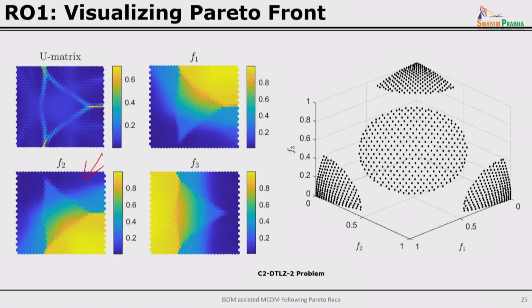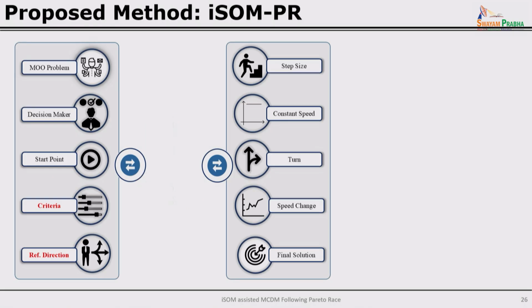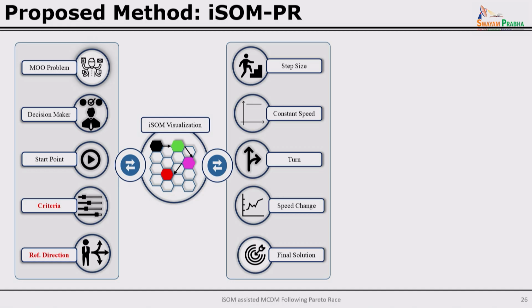So this gives a very good idea. I can see the same thing in the scatter plot for f1, f2, f3. But the good part is that when there is a high number of objective functions, it will be very difficult to visualize in a scatter plot. There we can show how the self-organizing map can help a decision maker. So what we proposed is to use the self-organizing map for visualizing the Pareto race and its features, with a few modifications that I skipped.